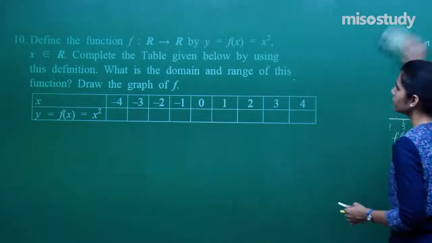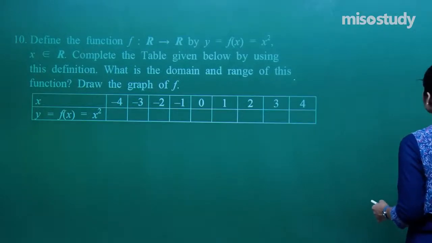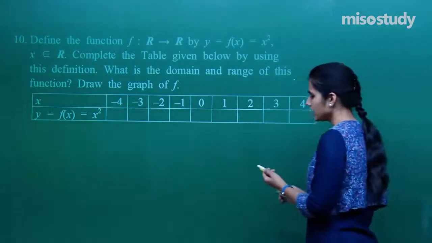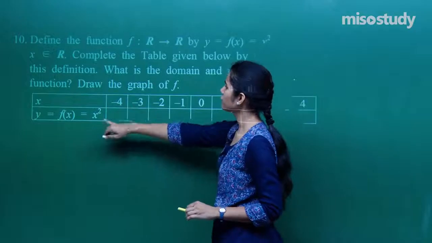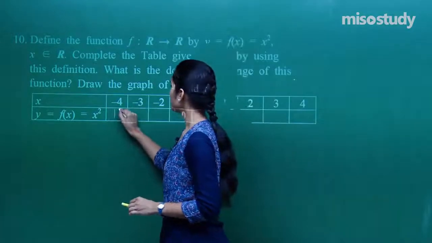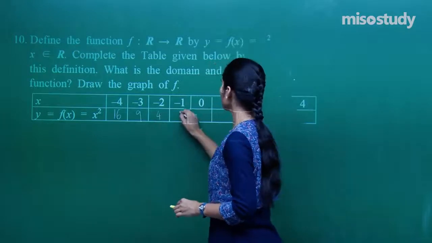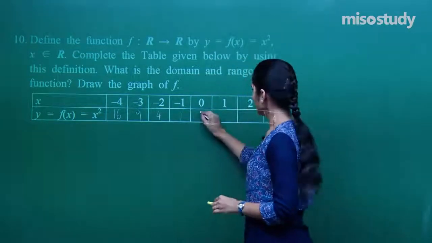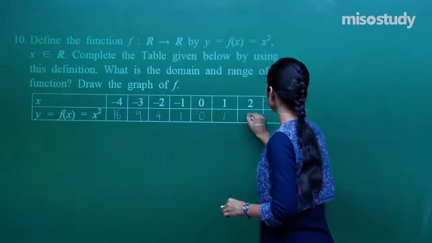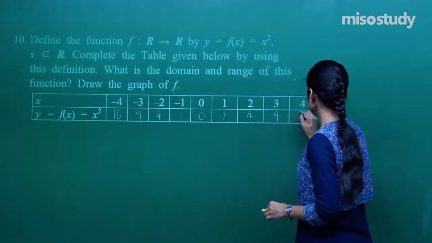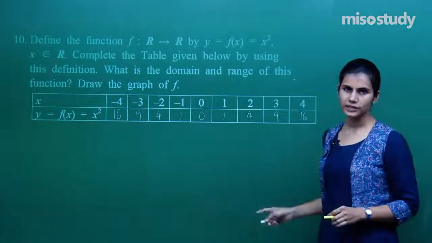Next question we have: define the function f by f of x equals x square. Complete the table given below. What is the domain and range of this function? Draw the graph. So in here, when I complete the table, if x is minus 4, f of x is x square, minus 4 square is 16, minus 3 square is 9, minus 2 square is 4, minus 1 square is 1, 0 square is 0, 1 square is 1, 2 square is 4, 3 square is 9, 4 square is 16.